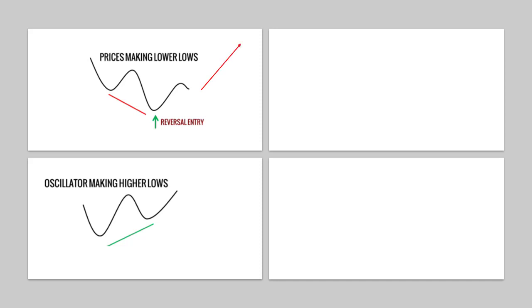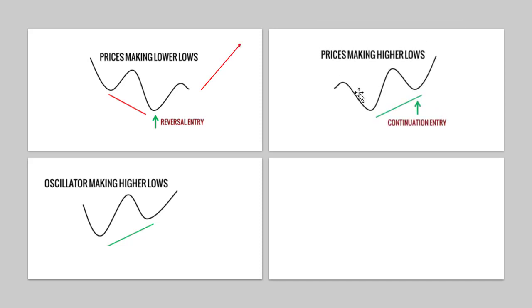So let's look at it in the opposite way. When prices are making higher highs, and as you can see here, continuation entry. But when the oscillator is making lower lows, then this is bearish divergence. So when the market's in an uptrend and the oscillator is starting to post lower lows, eventually this is where the market will turn and snap to the downside.